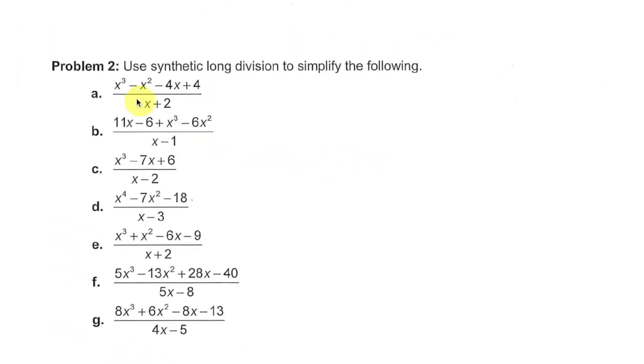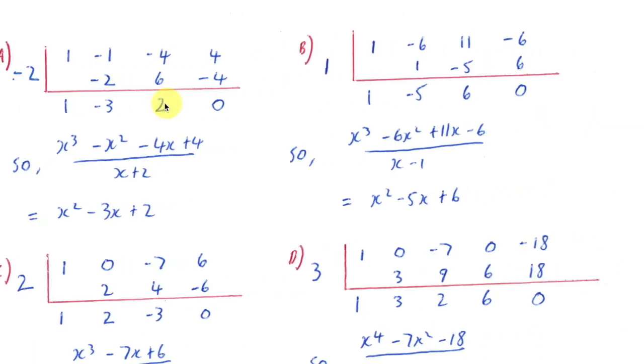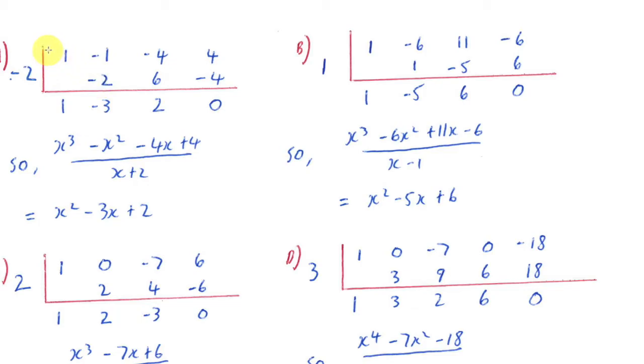Here, what we've got to begin with for A is this cubic divided by the linear factor x plus 2. So it's x cubed minus x squared, take 4x plus 4 divided by x plus 2. What is that equivalent to? So I'll begin by setting up my big grid, and it's shown there in red. You can see that we're dividing by x plus 2. So I'll look at the number there and take the opposite of it, so that would be negative 2, and I'll place that here.